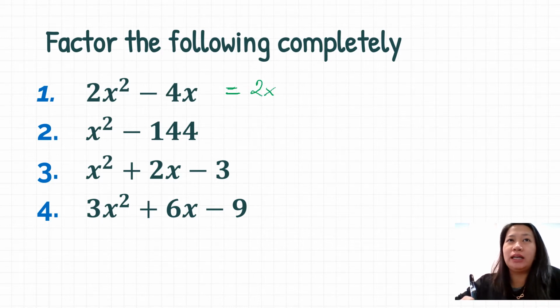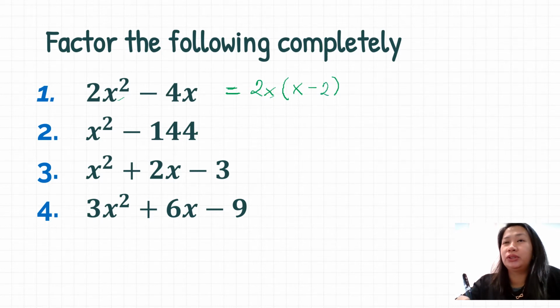So ilalabas mo siya. And then, yung matitira, yun ang iiwan mo sa loob ng parenthesis. So paano natin malalaman kung ano yung matitira sa loob? Madali lang po. Let's divide 2x squared to the GCF pala. So, let's divide 2x squared divided by 2x. The answer is x. Very good. X. And then negative 4x divided by 2x. And that is negative 2.